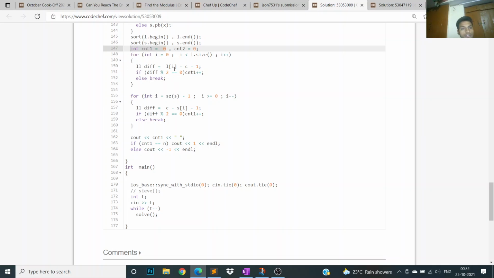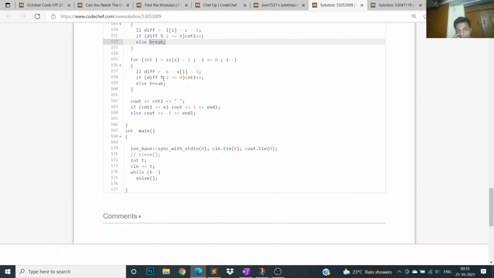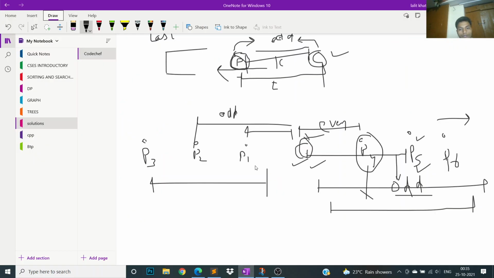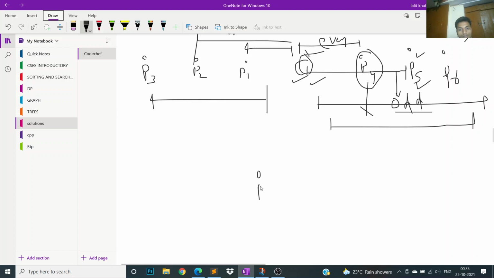So the distance will be L of i, taking the large ones, for the i-th police officer, L of i minus C minus 1, the distance between them. If it is even, this police officer will be eliminated, as this will eliminate chef. Similarly, if we go this smaller side, the count will be increasing. Here are the police officers P1, P2, and P3. This is the chef, here will be p4, p5.